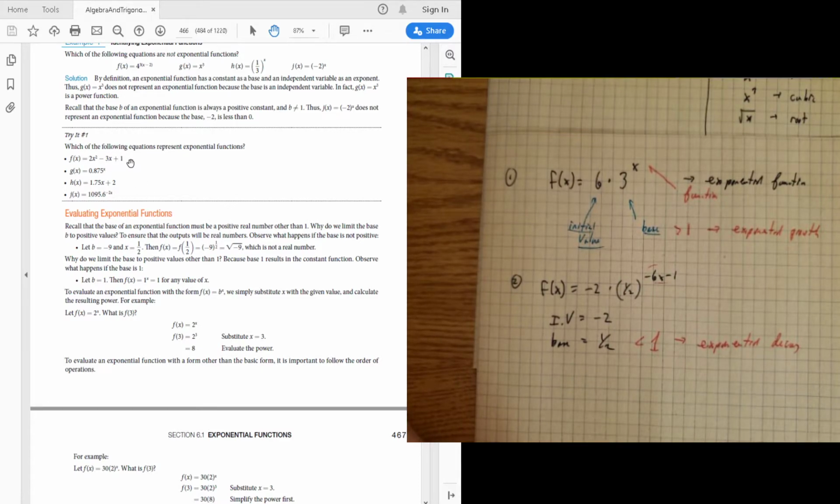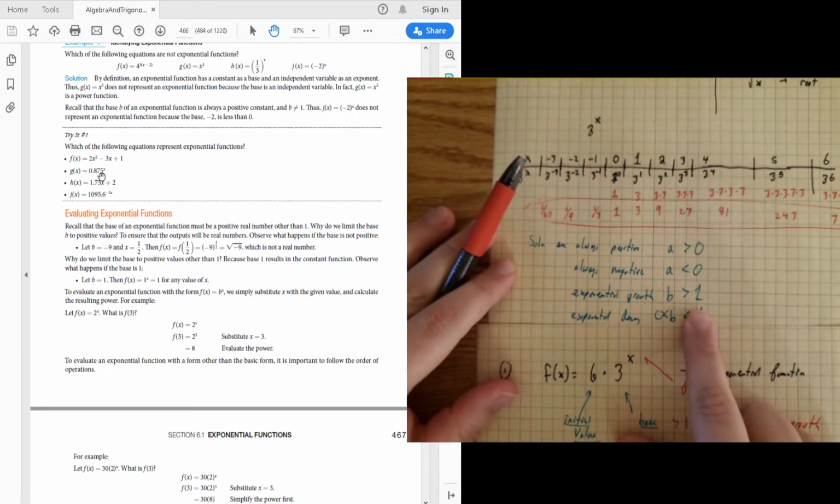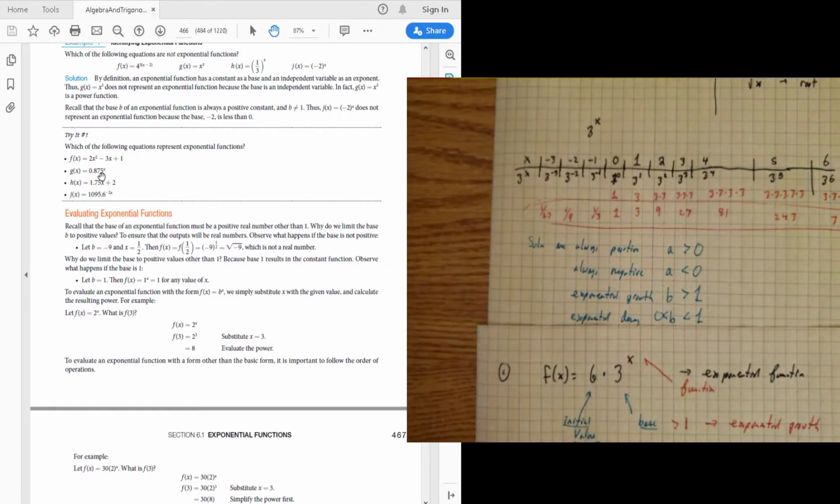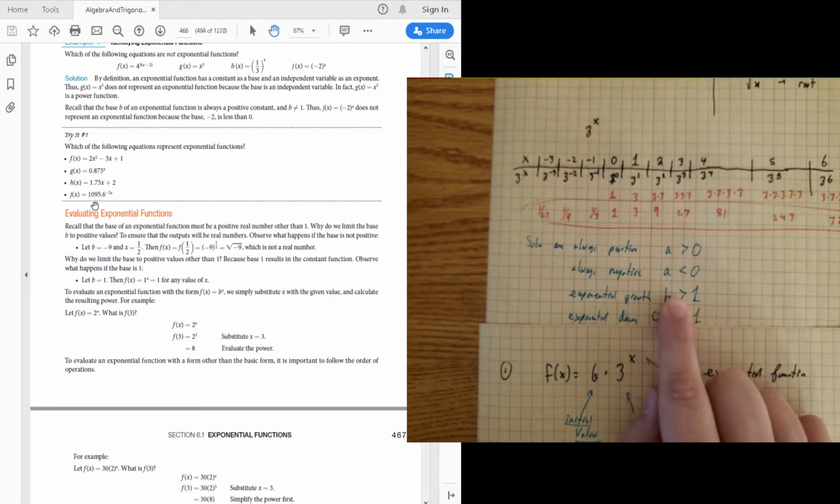This first one, f of x, is very much not, because my x is not in the power, it's in the base. G is. And g is considered to be a decaying function because 0.875 is less than 1. H is not, because again, there's no power. Your x has to be in the power. J is, because it's in the power. And in this case, because my base is positive and greater than 1, this would be a growth function.